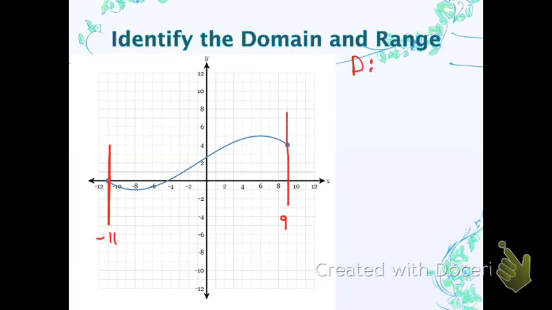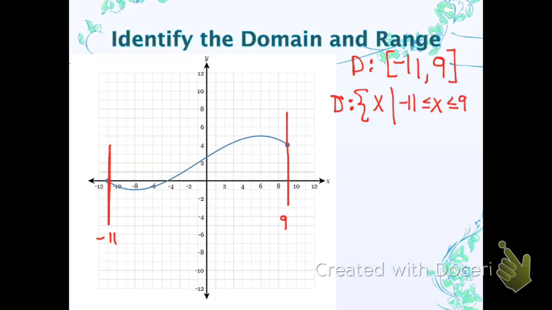So there's a few ways you could write this. In interval notation, you would write this as all of the numbers from -11 to 9, or in set notation, you'd write it as all numbers x such that x is between -11 and 9.